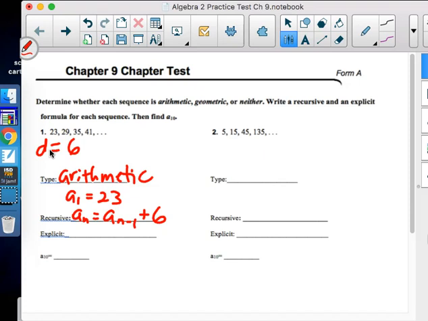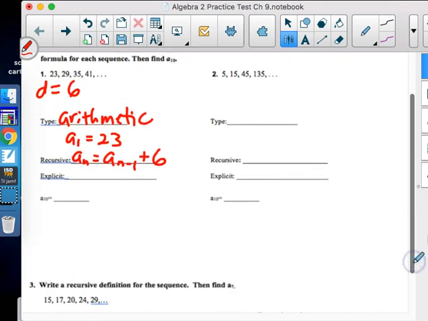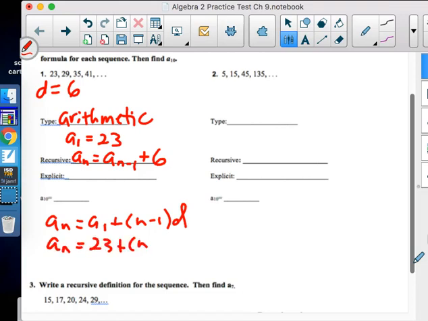Explicit, that's why there's a little bit of room down here, because the explicit rule is the one we really like. That's going to get us any term they want, any term. And all we have to do is put the first term in there and put d in there. And we actually already found those two things, right up there. So what was the first term? And what did we say they're adding every time?